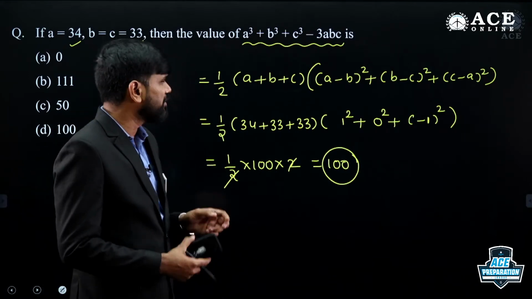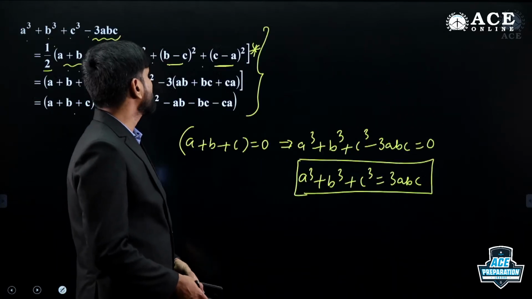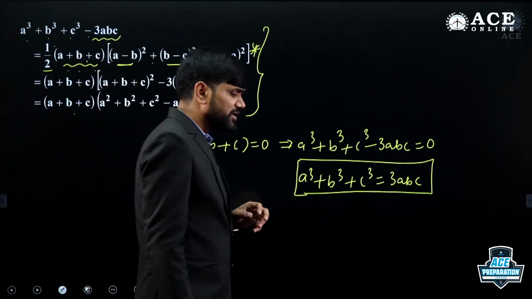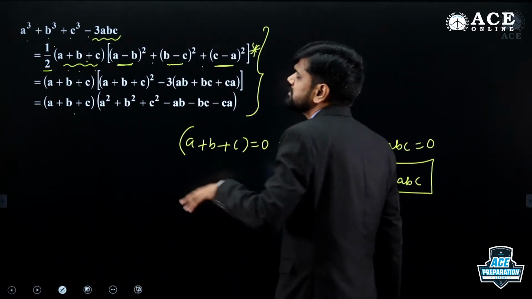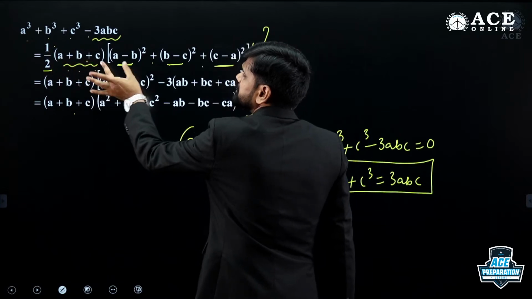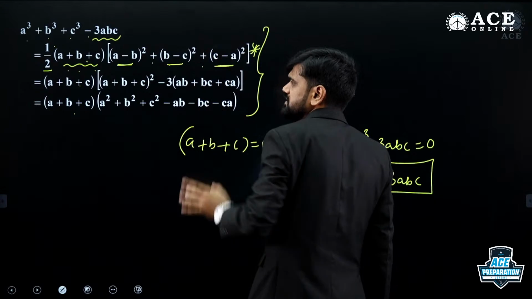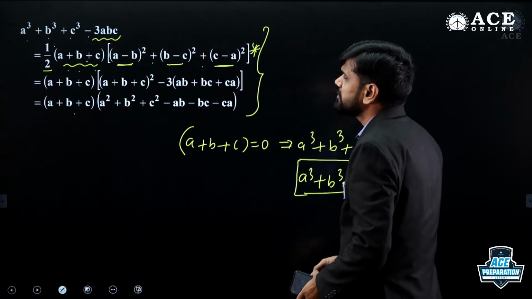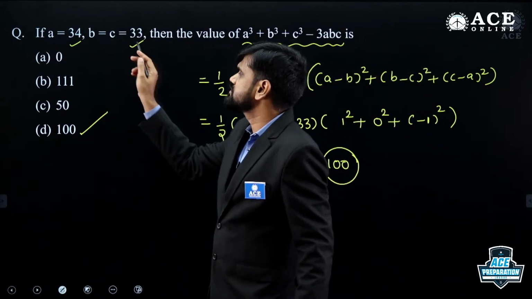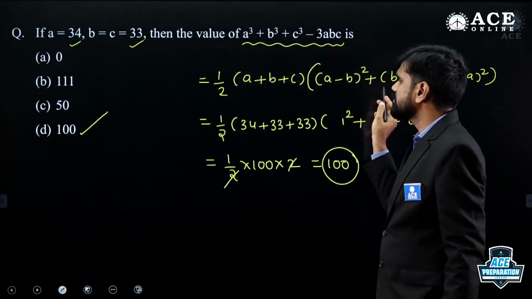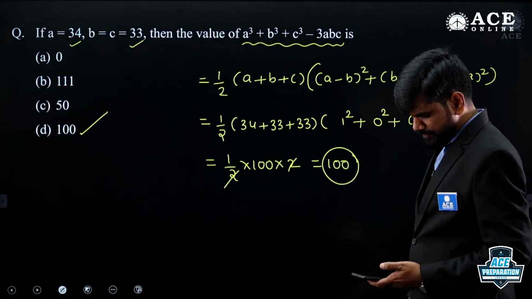I'm just applying the formula that I have just now taught. A cube plus B cube plus C cube minus 3ABC is equal to half of (A plus B plus C) into (A minus B) whole square plus (B minus C) whole square plus (C minus A) whole square. Based on that formula, I am simplifying this calculation by substituting the values of A, B, C in this particular formula. That's all. Is that clear?